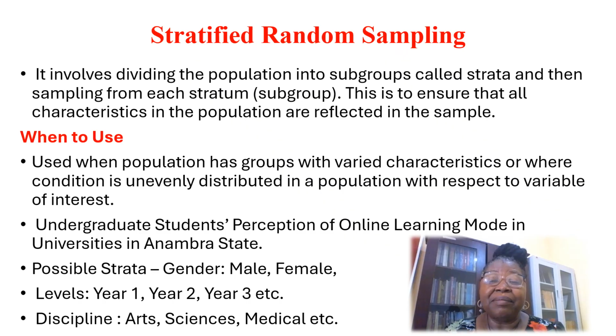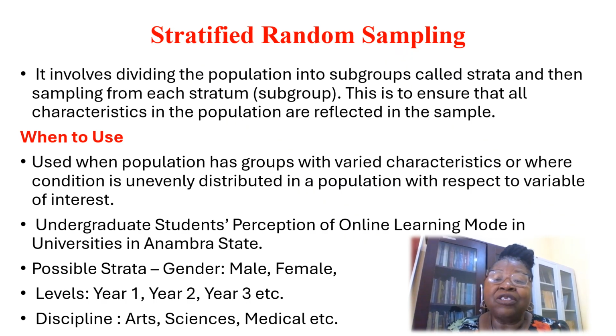Stratified random sampling. It involves dividing the population into subgroups called strata and then sampling from each stratum, that is subgroup. This is to ensure that all characteristics in the population are reflected in the sample. When do we use this? We use it when population has groups with varied characteristics or where condition is unevenly distributed in the population with respect of the variable of interest.